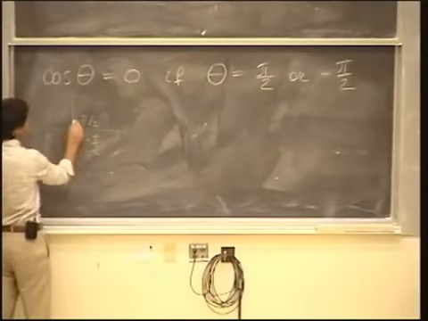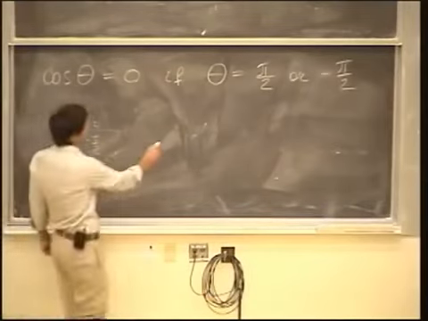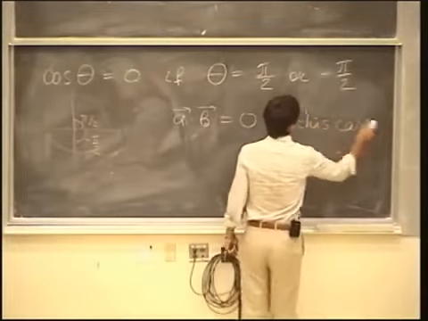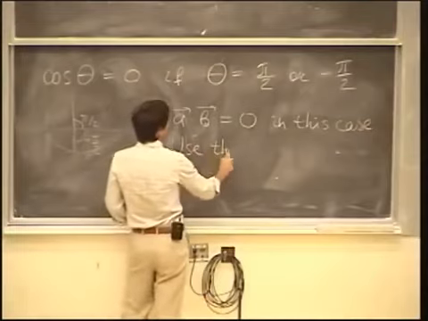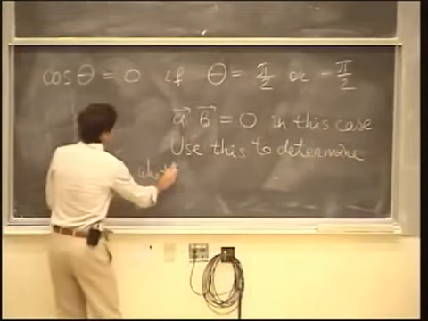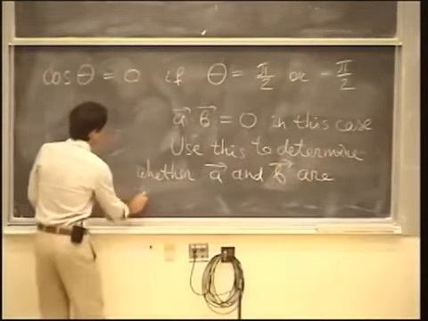Right, so if you have an angle like this, the projection onto the x-plane, which is the cosine, is equal to 0. So in this case, the dot product formula tells us that the dot product is 0. So you can use this formula to determine whether the vectors a and b are perpendicular to each other or not.